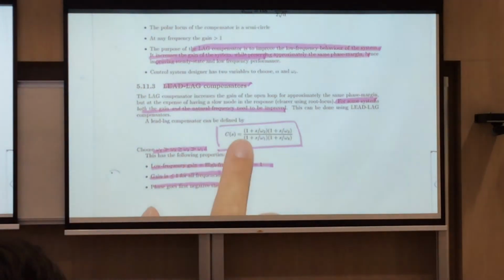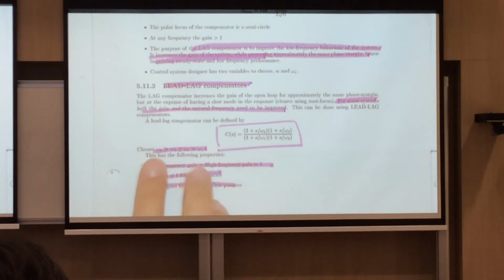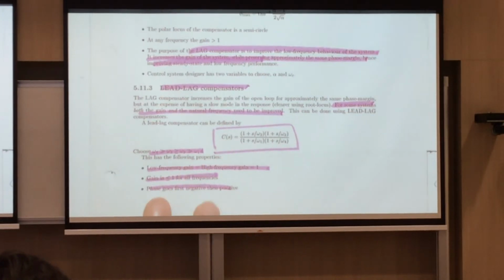So if you state this like this, omega 1, omega 2, omega 3, omega 4, where omega 4 is much bigger than omega 3, much bigger than omega 2, much bigger than omega 1, you will notice that in this configuration, with this assumption, your phase will first go negative and then positive. All you need to do is spread out the phase equation and see that. Just understand how it works.